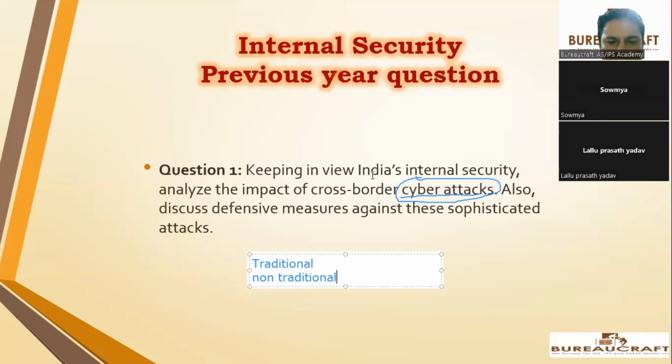So just have one page of write up on the impact of cross-border analysis, how it is impacting, and then you can talk about the defensive measures. This can be bullet points also, because whenever they ask about measures, suggest and all, you can go for point by point explanation. Okay. Then next question.